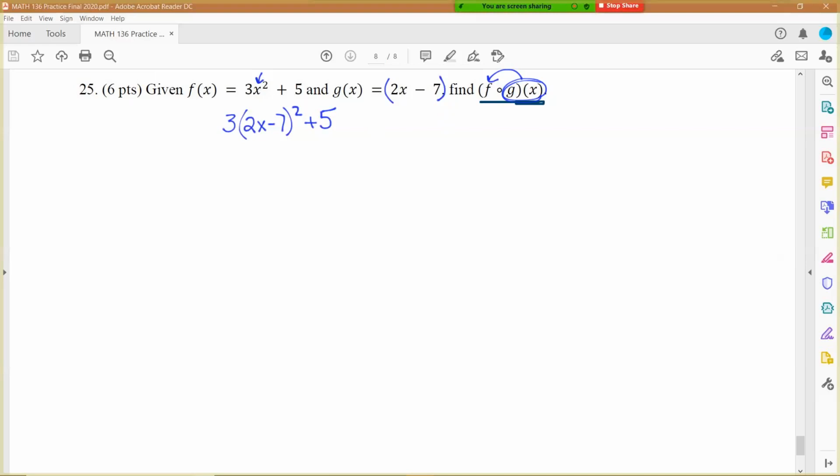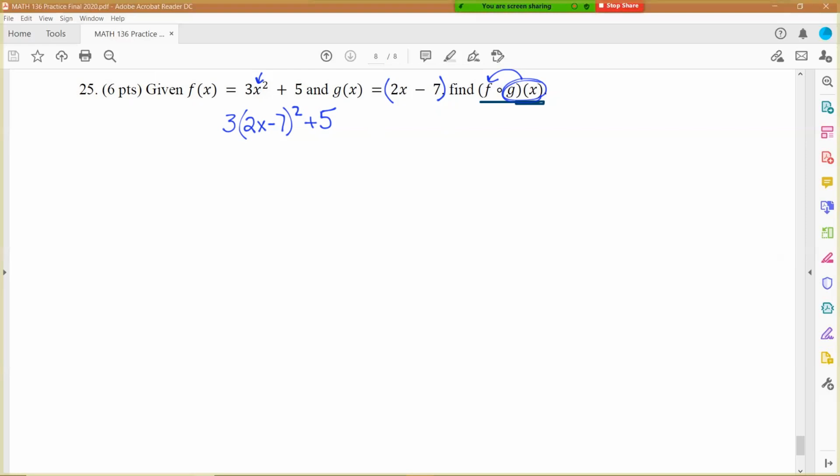Unfortunately, you can't leave your answer like that. What do you think you need to do? Simplify it how? What's your first step? You can't square it. You don't have an equal sign, so you can't really square root anything. You need to get rid of that squared. How are you going to get rid of it?